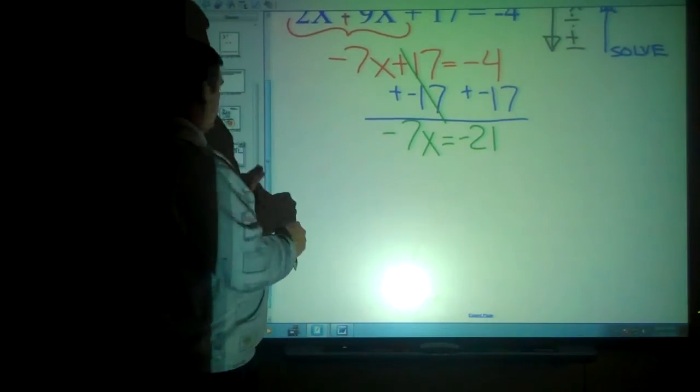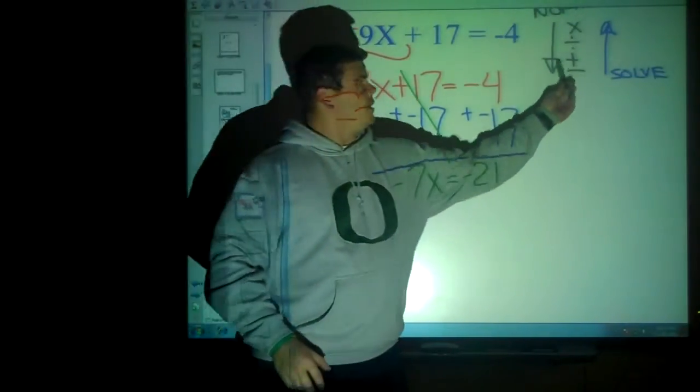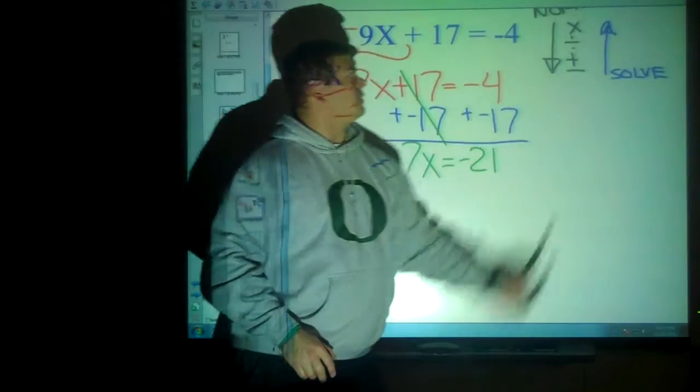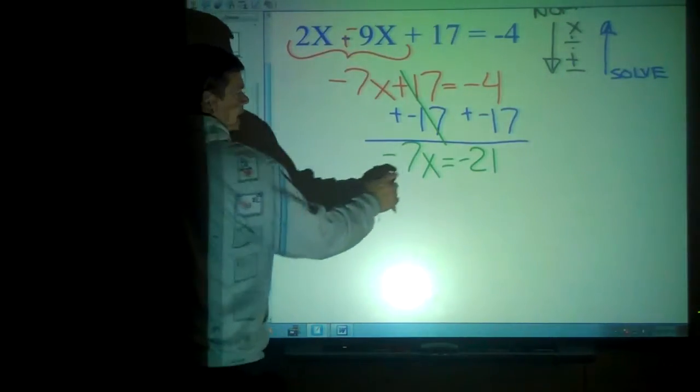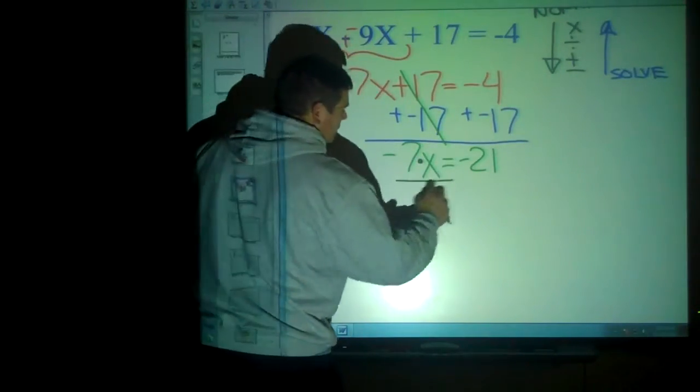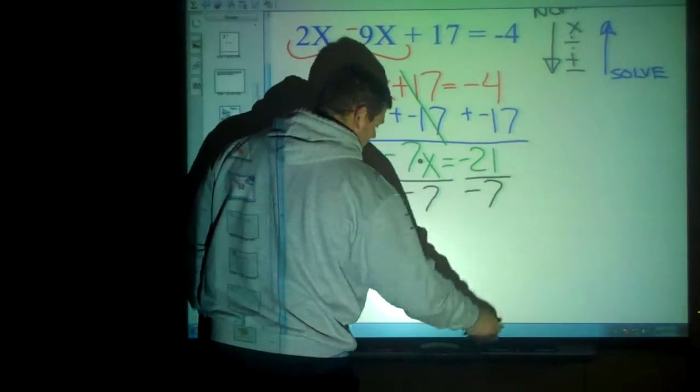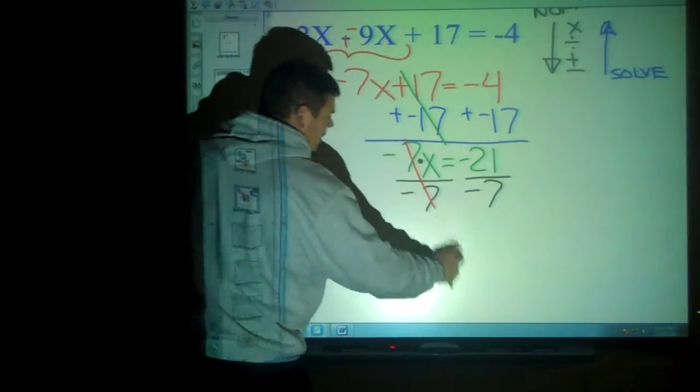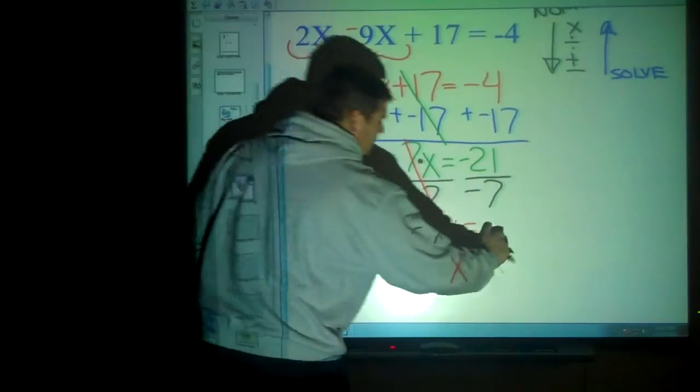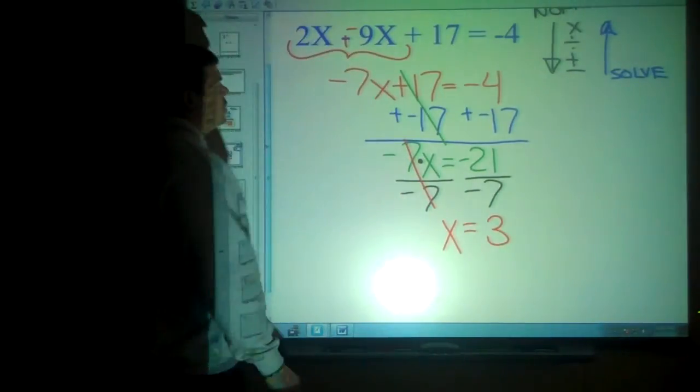Now I've taken care of the addition and subtraction. So according to my order of operations, next I want to take care of any division or multiplication. There is multiplication. The opposite of multiplying by negative 7 is to divide by negative 7. Those cancel out. A negative divided by a negative makes a positive 3. You can test it out.